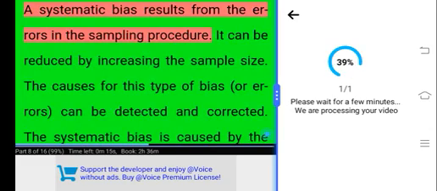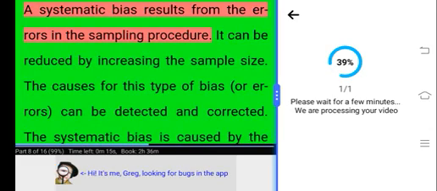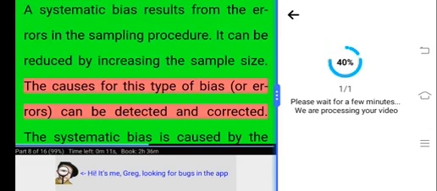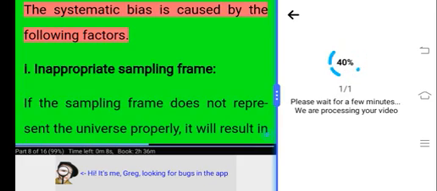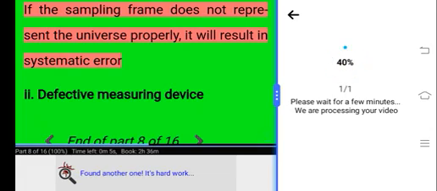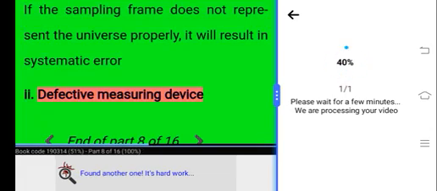Systematic bias. A systematic bias results from the errors in the sampling procedure. It cannot be reduced by increasing the sample size. The causes for this type of bias or errors can be detected and corrected. The systematic bias is caused by the following factors. I. Inappropriate sampling frame. If the sampling frame does not represent the universe properly, it will result in systematic error. II. Defective measuring device.